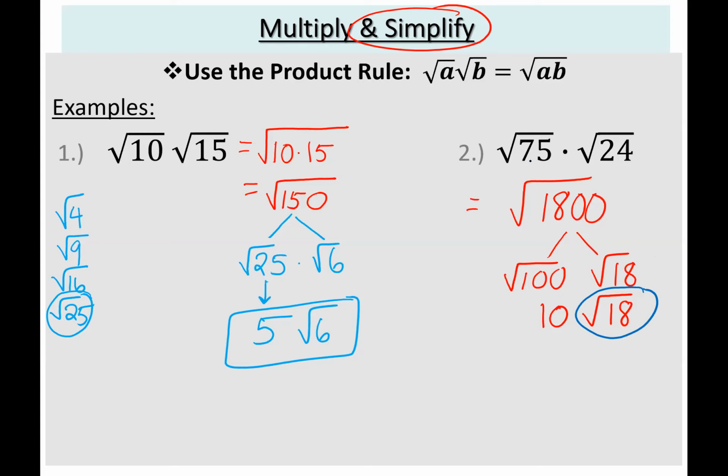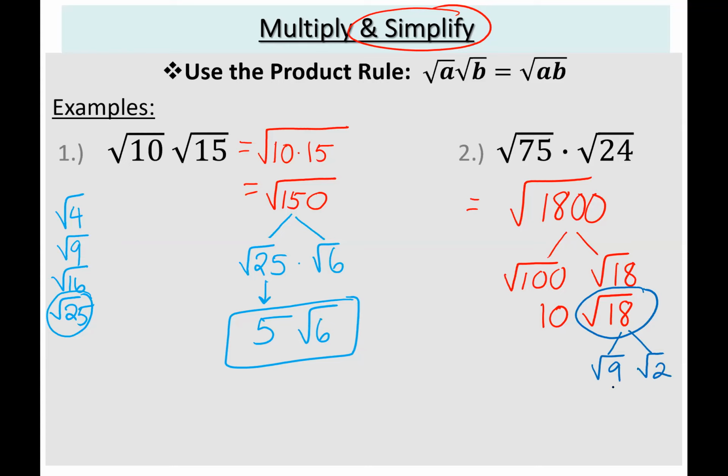So again, I multiplied 75 times 24 and got 1800. We're working on the square root of 1800. I broke it down into the square root of 100 times the square root of 18. The square root of 100 became 10. So now I have 10 times the square root of 18. Now let's keep going. 18 is a multiple of a perfect square, which is 9. So I can break that down more. This is the square root of 9 times the square root of 2.